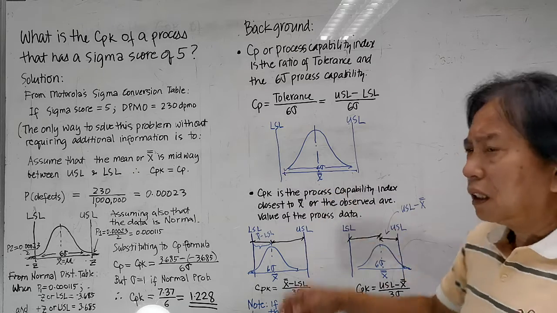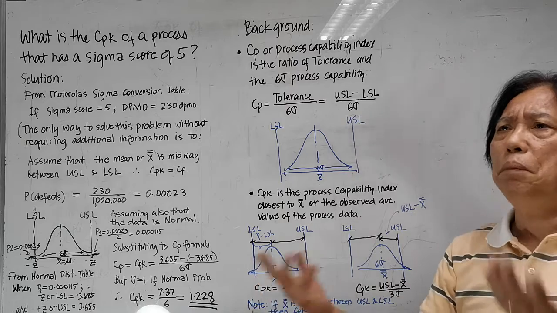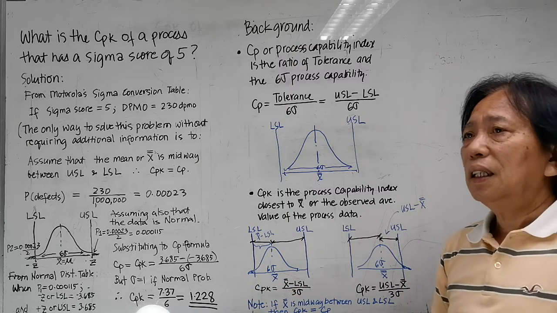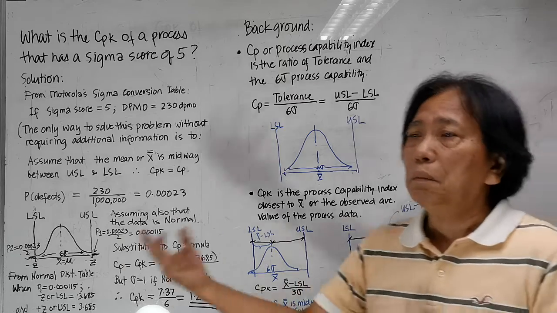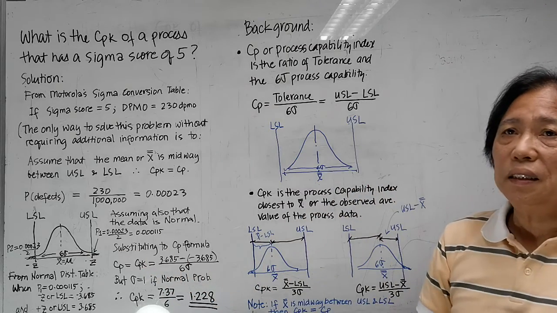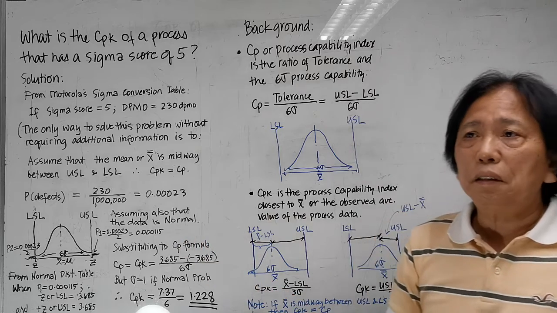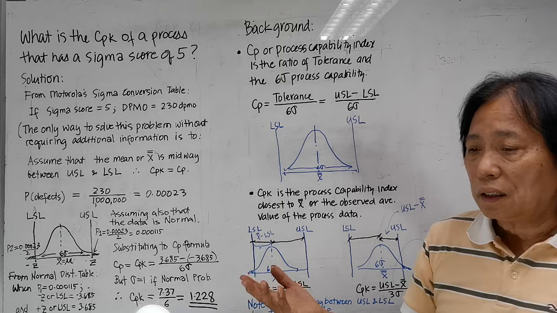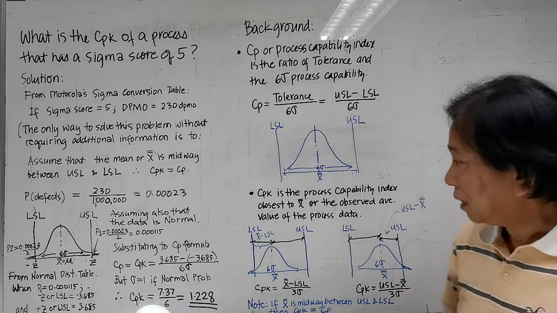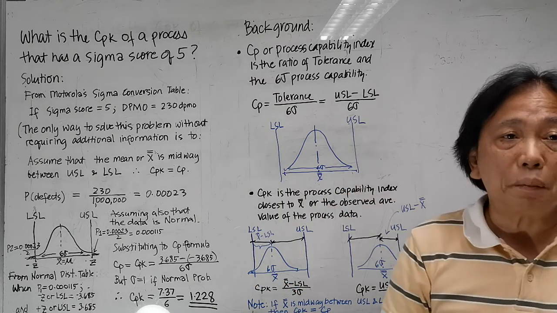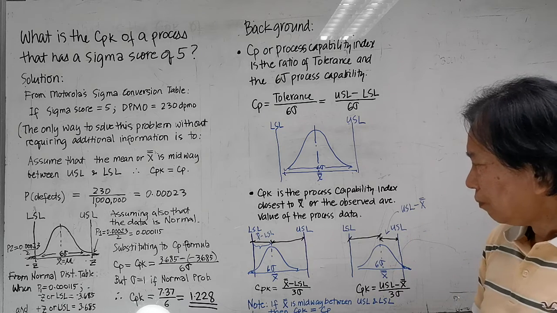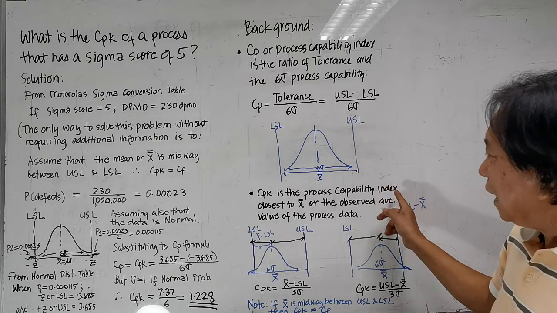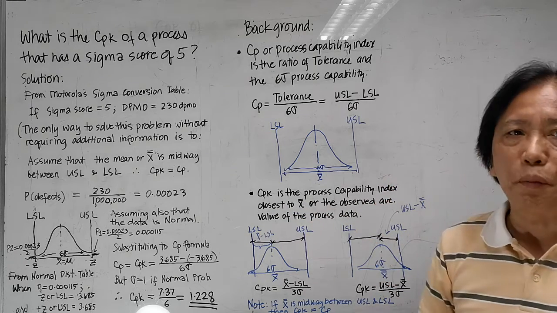On how to get the X double bar, you get samples, say 10 units, and then take the average, and then get another 10 unit sample, and then take the average. And all these averages are going to be averaged as well. You're going to get the average of averages. So that is being represented by the X double bar. On the other hand, CPK is the process capability index closest to X double bar.